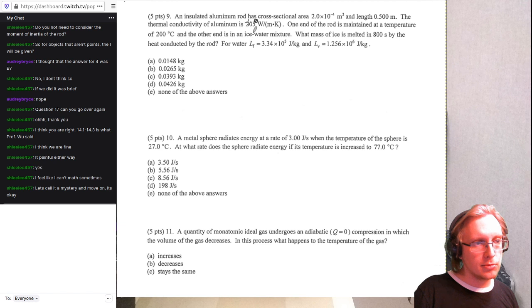An insulated aluminum rod has a cross-sectional area of this much. So this is going to be a conduction problem, and a length of half a meter. Thermal conductivity is provided. One end of the rod is maintained at a temperature of 200 Celsius, and the other is in ice water. What mass of ice is melted in 800 seconds by the heat conducted by the rod?